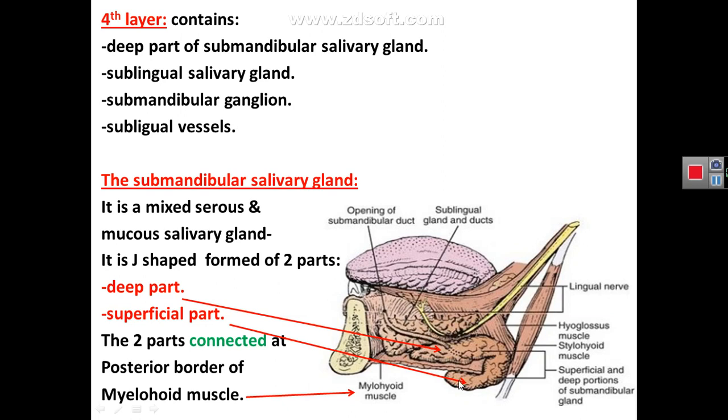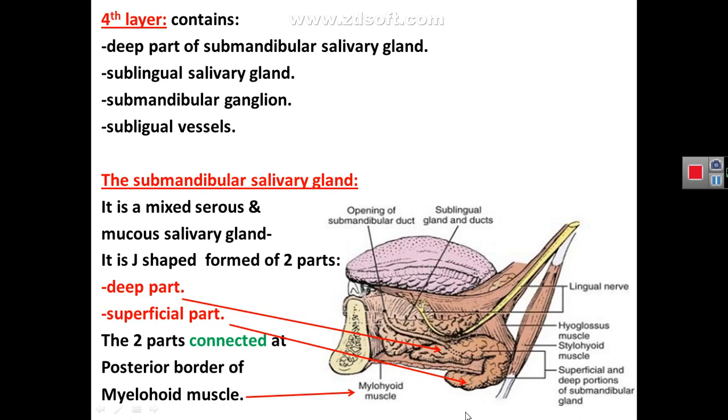Now we will describe this salivary gland, which is a J-shaped gland. It is the submandibular salivary gland. The submandibular salivary gland is a mixed serous and mucous salivary gland. We had learned that the parotid gland, for example, is a pure serous salivary gland. Here the submandibular salivary gland is a mixed serous and mucous salivary gland.